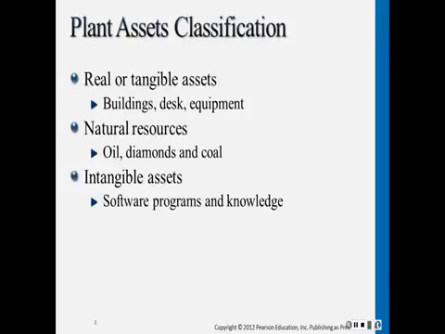Generally, plant assets can be classified into three main categories. 1. Real estate or tangible assets. This includes assets whose physical characteristics define their utility or usefulness, such as buildings, desks, and equipment. 2. Natural resources. This includes assets that come from the ground and can ultimately be used up. For example, oil, diamonds, and coal are natural resource assets.